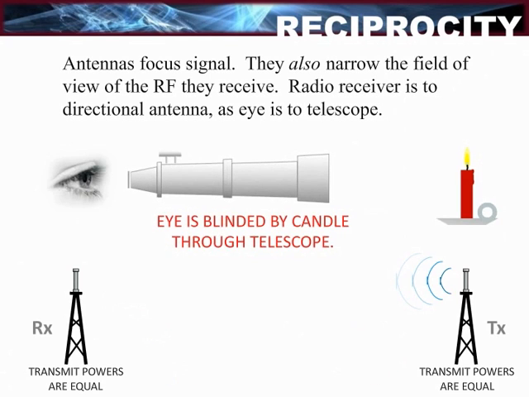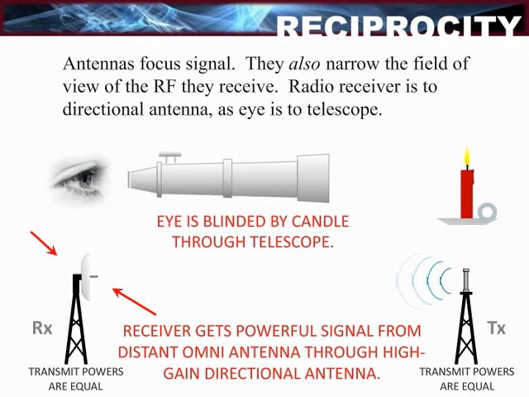If the eye were to look at a distant candle through a telescope, the eye would be blinded by the light coming from the candle. If we mount a high-gain directional antenna on the receiving radio transceiver, it would take the weak signal propagated from the distant low-gain omnidirectional antenna and heavily focus the signal into the receiving transceiver, just as the telescope did with the eye. In fact, reciprocity dictates that this link is 100% symmetrical. In other words, considering that the transmit powers are equal on both ends of the link, the received signals at each end of the link are also equal.